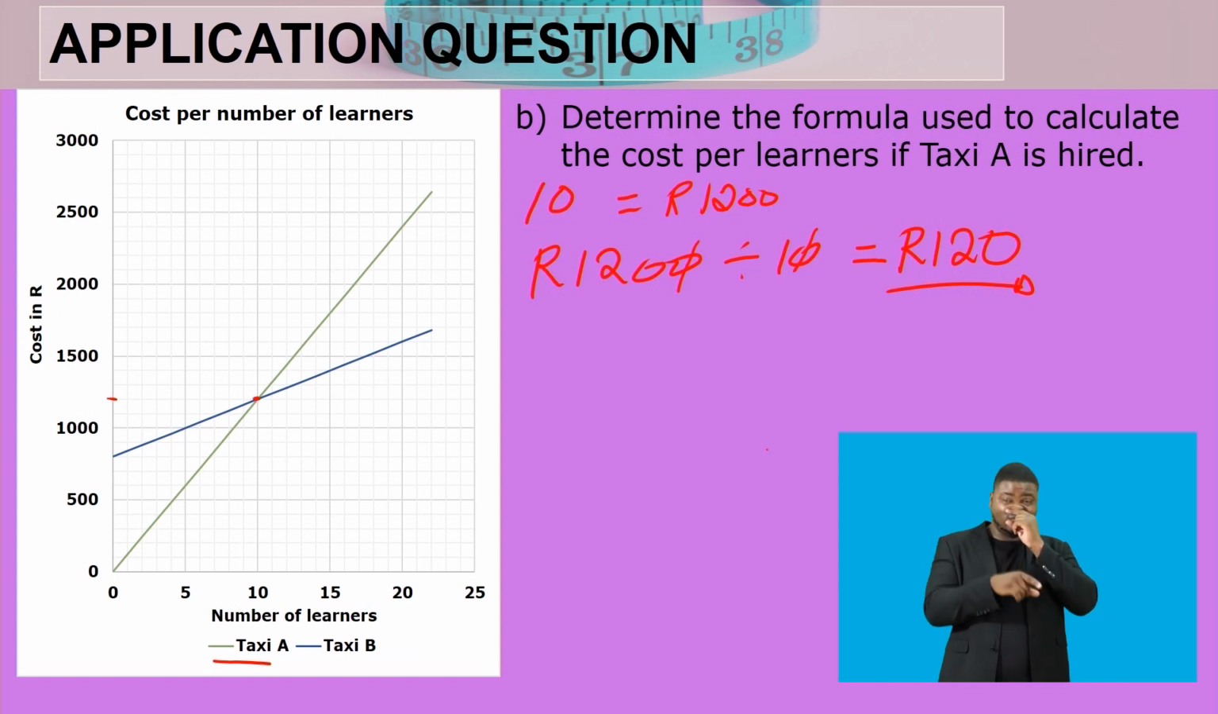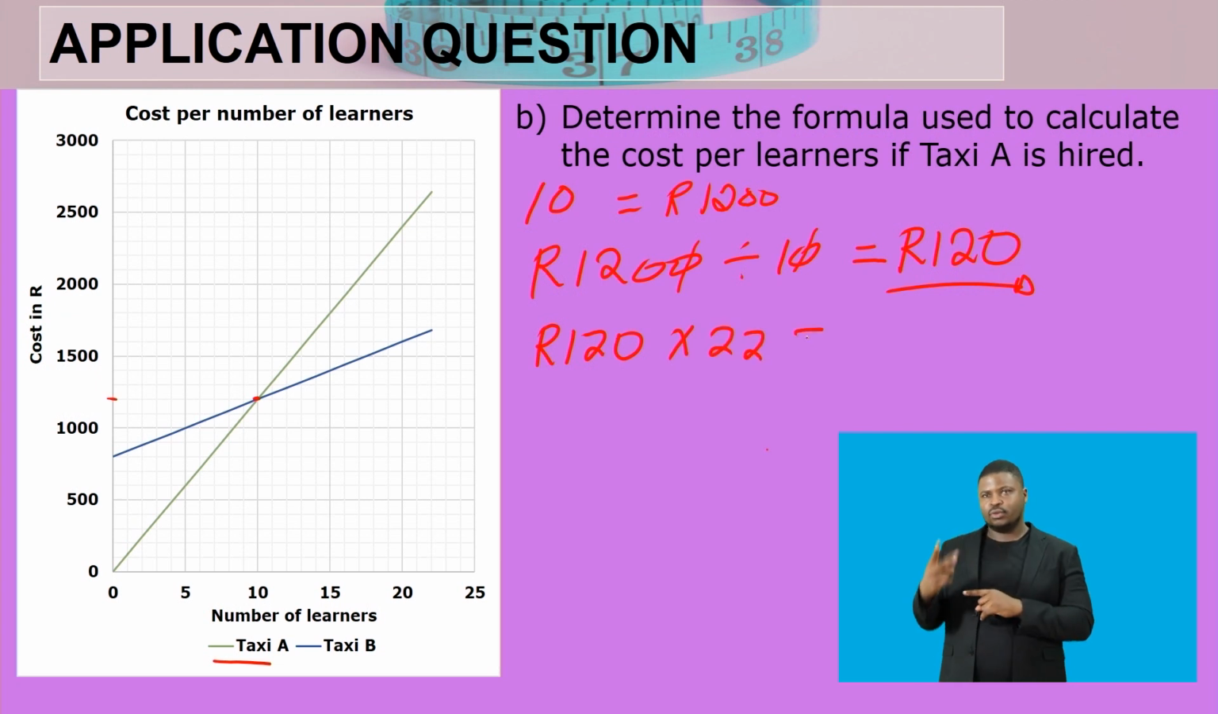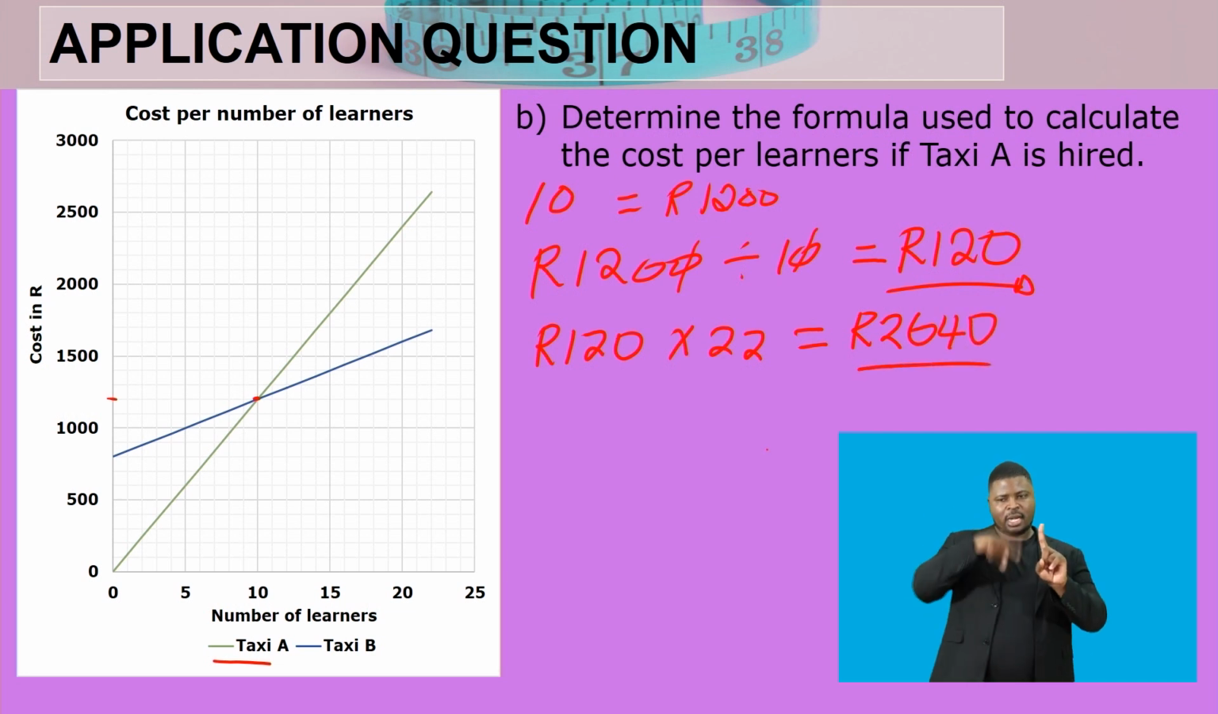If you want to check how much it cost them to cover 22 learners, then you can say 120 multiplied by the number of learners, which is 22. Let's punch it on our calculator. We say 120 multiplied by 22, it gives us 2,640. So let's check on our graph if this makes sense.